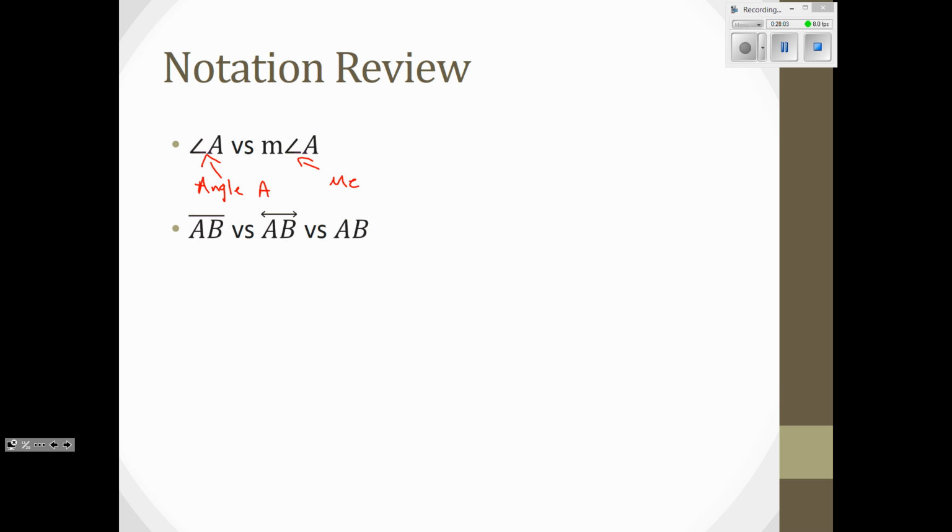Okay? And this is the measure of angle A. Right? Down here, what is the difference between these three things? Does anybody know? And this one, sorry, this one should look like this. What are the differences? What's this one? A line segment. What's this one? A line. What's this one? A ray. Okay, right? Ray only has an arrow one direction.